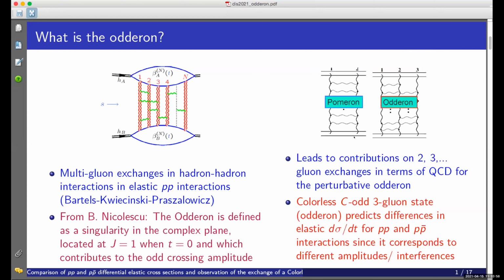That's why I introduced the diagram on the right, which shows both the Pomeron and the odderon. In fact, this is multi-gluon exchange, so you can get two gluon exchange, three gluon exchange, four, five, and so on. For the Pomeron, in order to get a colorless exchange, two gluons is the basic case. And for the odderon, the lowest order would be three gluon exchange. The fact that we have two or three gluon exchange predicts some differences between the elastic cross-section for proton-proton and proton-antiproton interactions. So this is what we aim to observe.